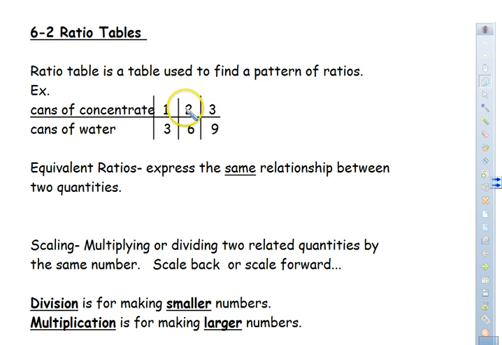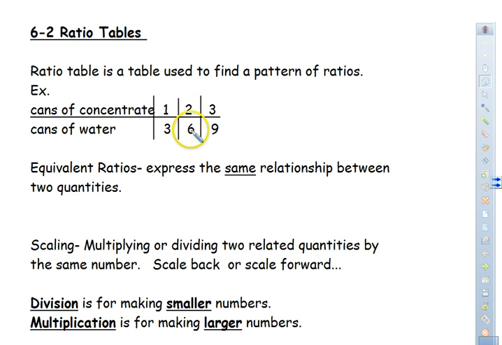So here is our table, and it's talking about cans of concentrate to cans of water, and we would probably be talking about juice, I'm assuming. So 1 can of concentrate to 3 cans of water. It could be soup. Like the Campbell soup, you're always adding so much water to every can of soup and so forth. Same type of situation.